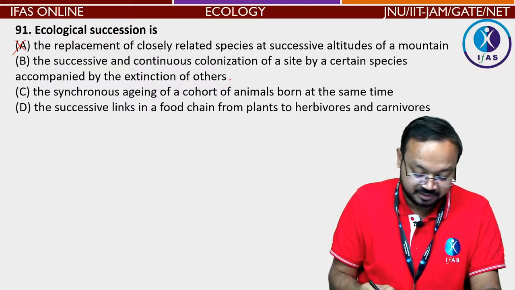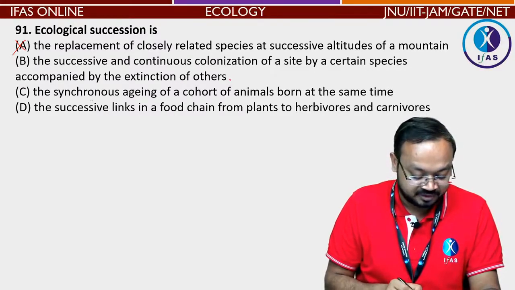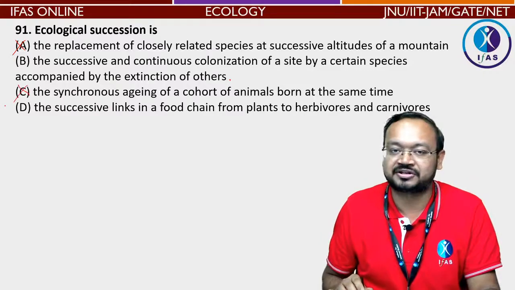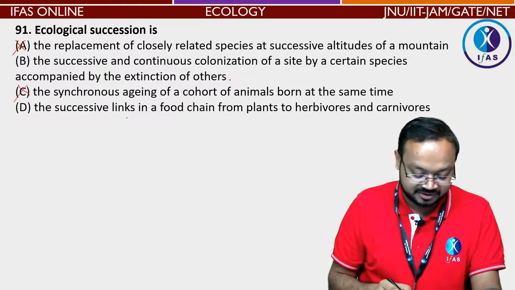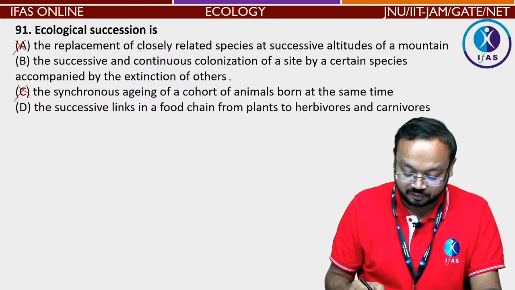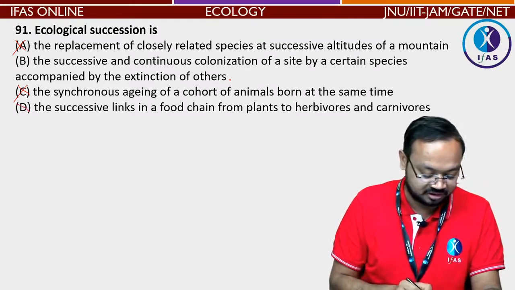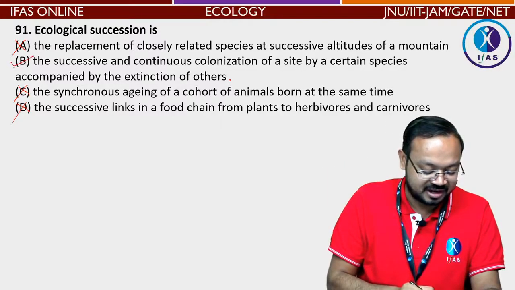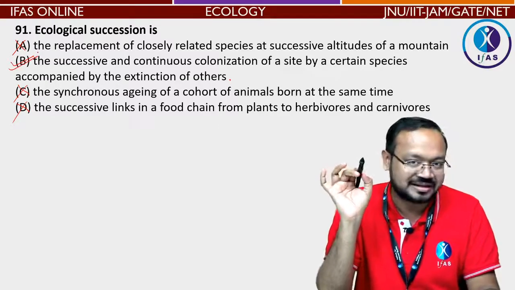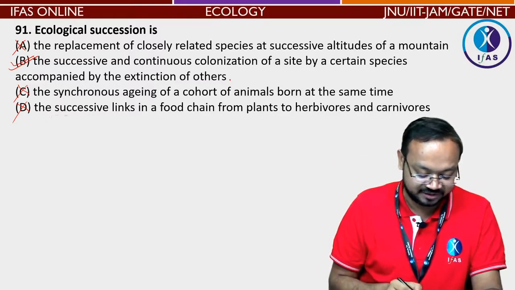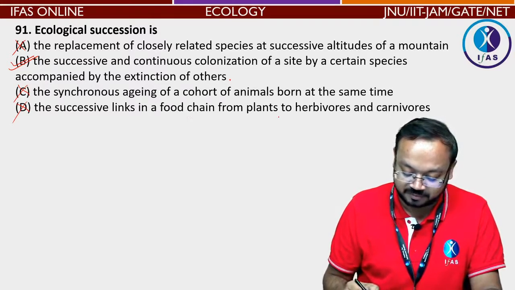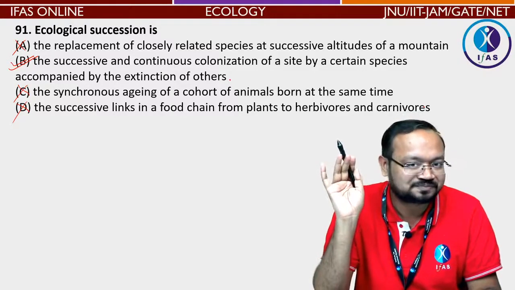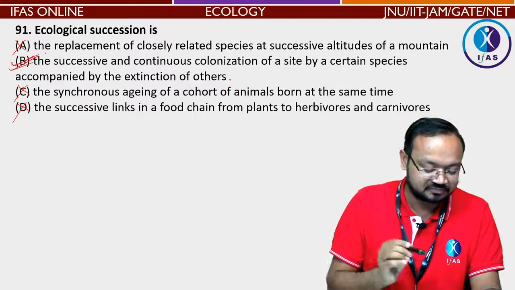Okay, let's consider this. Next one, the synchronous aging of a cohort of animals born. No, this is not an appropriate definition for ecological succession. The successive links in a food chain from plants to herbivores? No, this is again not a definition of ecological succession. So the correct answer should be B, because D is not correct. What is D? Again, just read it: the successive links in a food chain from plants to herbivores and carnivores. It is talking about energy flow, right? So the correct answer should be B.